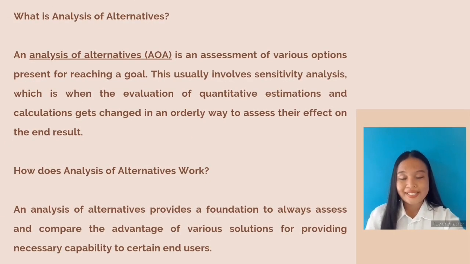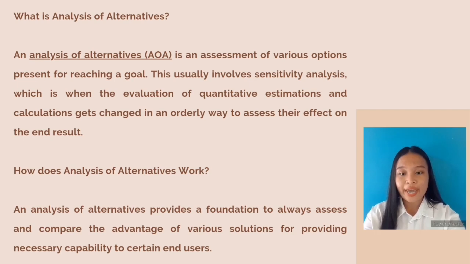What is analysis of alternatives? An analysis of alternatives, also called AOA, is an assessment of various options present for reaching a goal. This usually involves sensitivity analysis, which is when the evaluation of quantitative estimations and calculations gets changed in an orderly way to assess their effect on the end result.